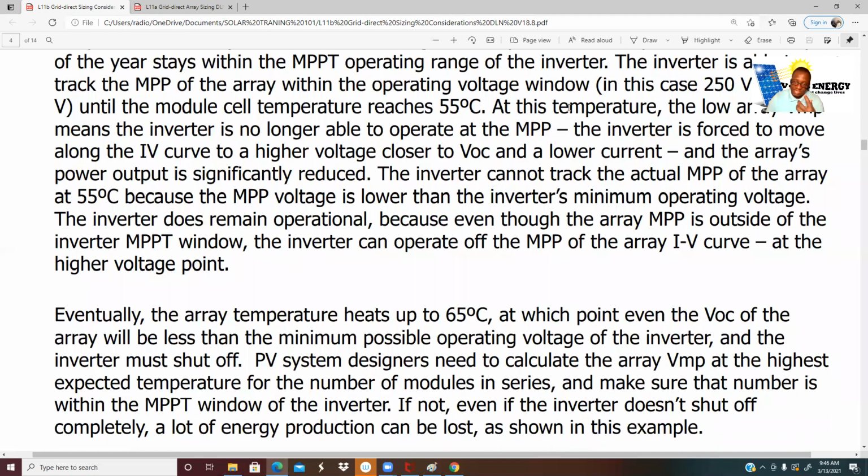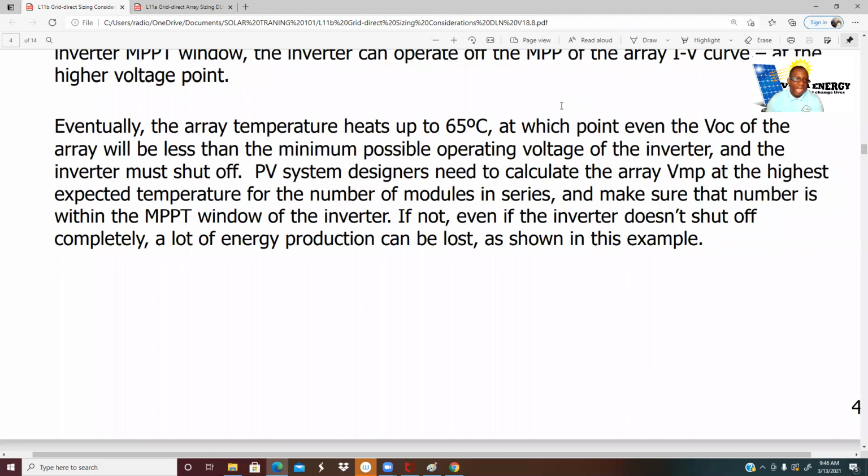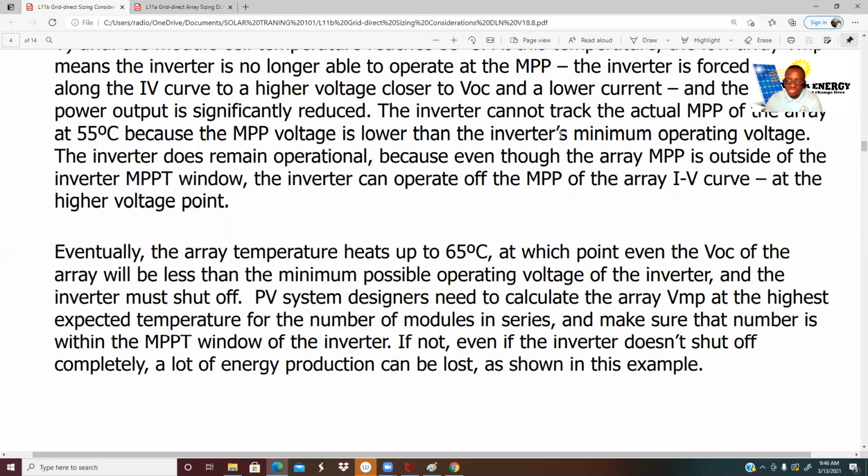So we're talking about the highest temperature and the lowest temperature. Actually, the array temperature heats up to 65 degrees, at which point even the VOC of the array will be less than the minimum possible operating voltage of the inverter, and the inverter must shut off. The PV system designer needs to calculate the array VMP at the highest expected temperature for the number of models in series. Make sure that the number is within the MPPT window of the inverter.